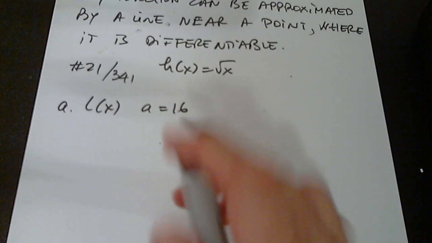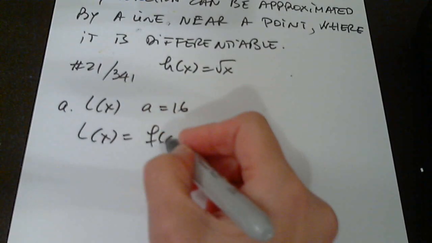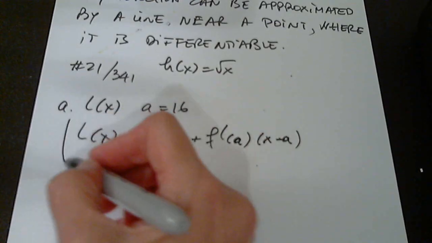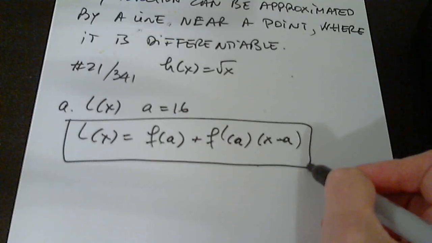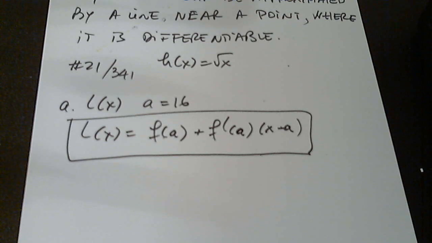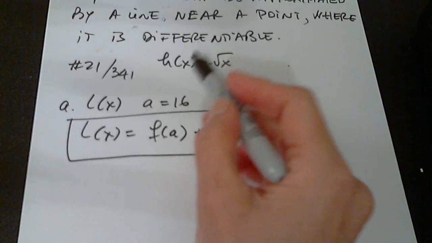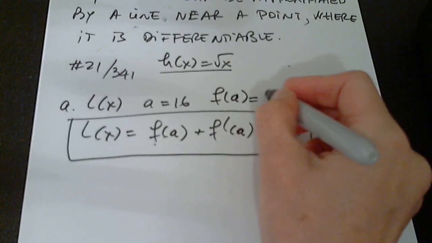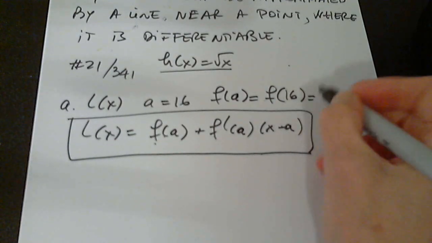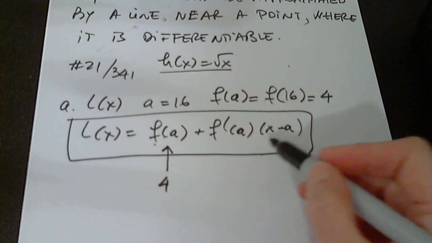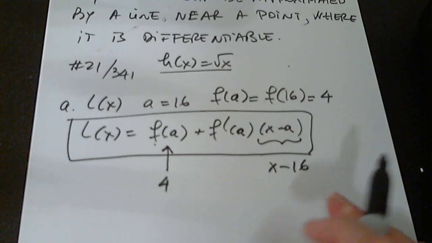All we have to do is start with L of x equals f of a plus f prime of a times x minus a. This is the definition. We just developed it together. So the function is this. F of a will be f of 16. The square root of 16 is 4. So I already have this, which is 4. I already have this, which is x minus 16.